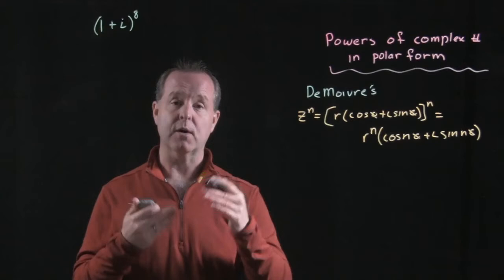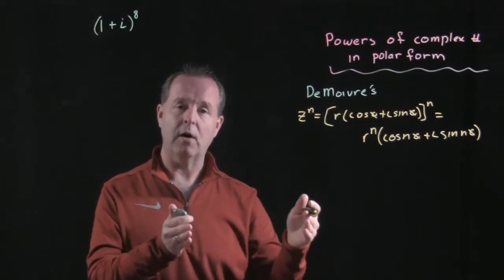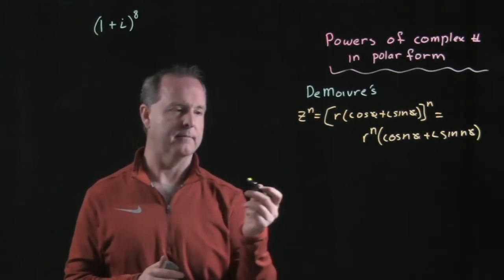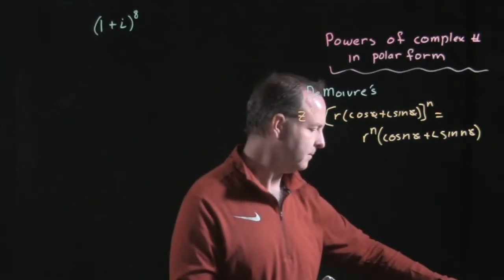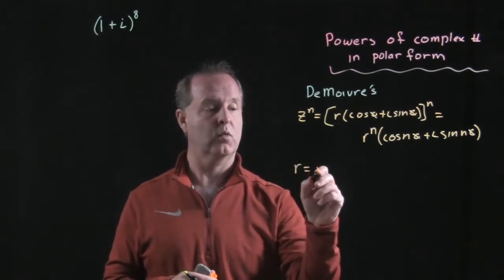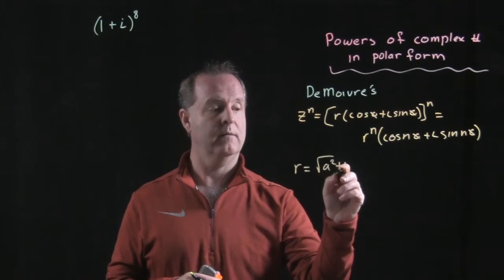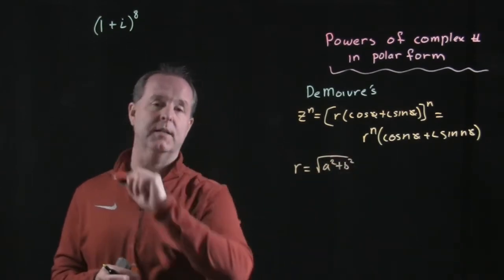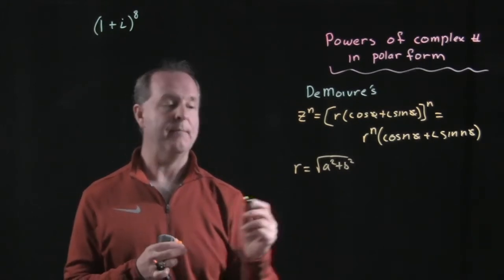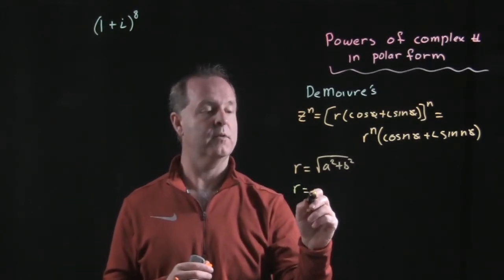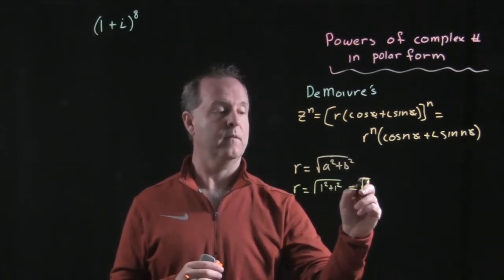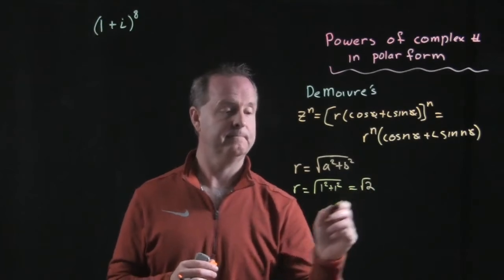That means we're coming up with an equation in polar form in terms of r and theta. So we need to figure out the r that matches this particular number. You might remember r was the square root of a squared plus b squared, where a represents the real number coefficient and b represents the coefficient of the imaginary number. So in this case, r equals the square root of 1 squared plus 1 squared, which equals the square root of 2.